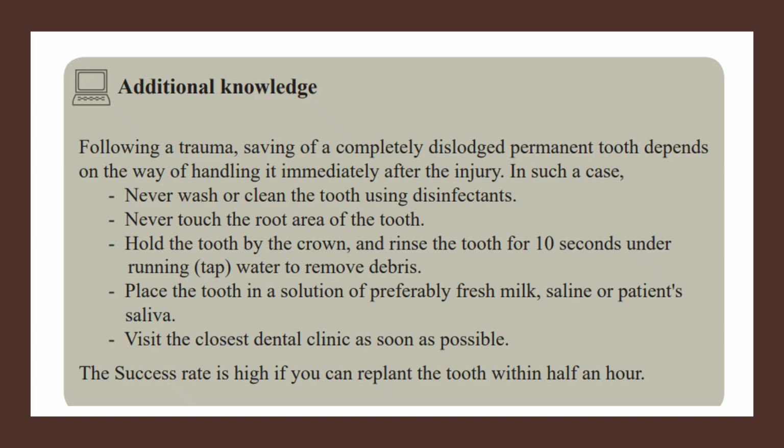Additional knowledge. Following a trauma, saving a completely dislodged permanent tooth depends on the way of handling it immediately after the injury. In such a case, never wash or clean the tooth using disinfectants. Never touch the root area of the tooth. Hold the tooth by the crown and rinse the tooth for 10 seconds under running tap water to remove debris. Place the tooth in a solution of preferably fresh milk, saline, or patient saliva, and visit the closest dental clinic as soon as possible. The success rate is high if you can replant the tooth within half an hour.